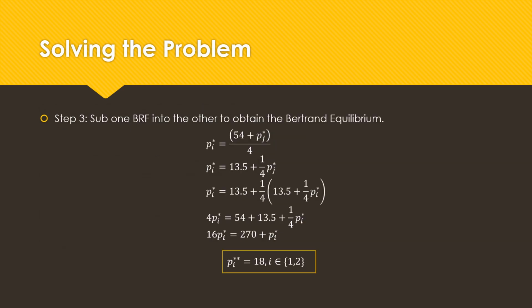For step number 3, we substitute one best response function into the other to obtain our Bertrand equilibrium. We know what p_j is because it's the same as p_i, just with a change in subscript, because our demand curves are symmetric to each other. Working through the algebra, we solve for p_i, which is the same for both firm 1 and firm 2, and that's going to be 18. In this case, both firms are going to be charging $18 for each of their products. So this is how you solve for Bertrand equilibrium for our case of differentiated products.